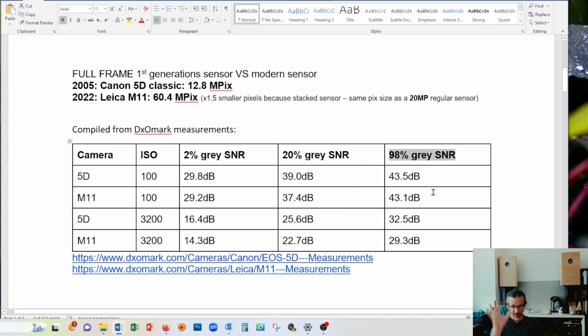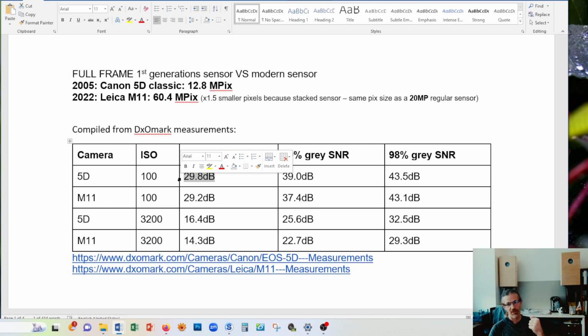signal to noise ratio at 98% gray. For the 5D Classic we have 43.5 dB, which is a lot. And then when we go to 20% and 2%, it gets less and less and less, because there is less light hitting the sensor. So when you have a low contrast area, you are going to get much less information out of it, because there's much less information to capture. The difference between these is given because there is less information hitting the camera.